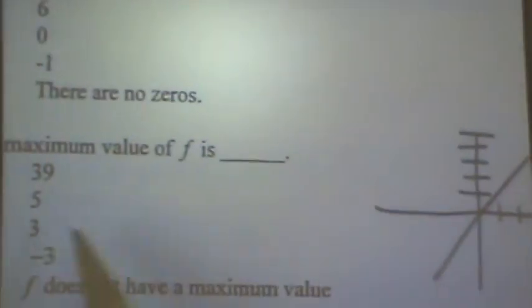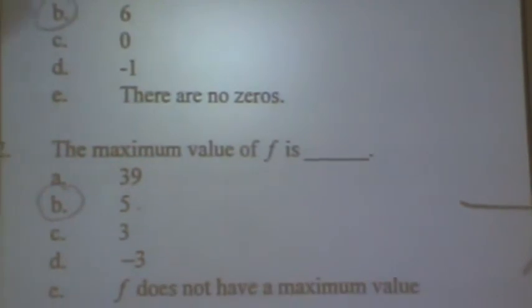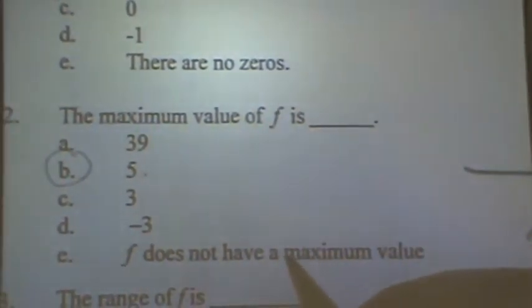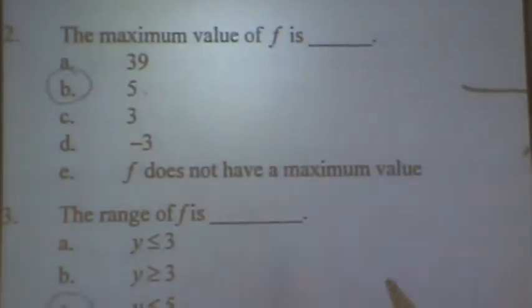Okay, so why do I know it's upside down? Because of the negative 2. So this ordered pair at 3, 5, that is your maximum value. So what is the maximum value? It is 5. That's your maximum value of f. Okay, the range of this, okay, so this is the range. It's going from negative infinity all the way to 5, and including that. So y is less than or equal to 5.